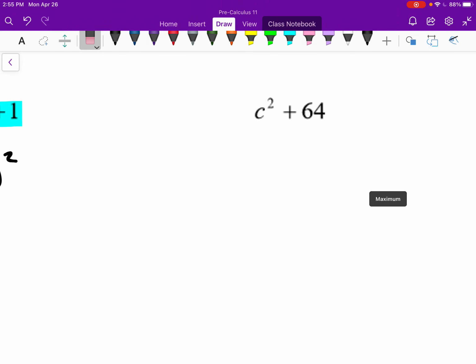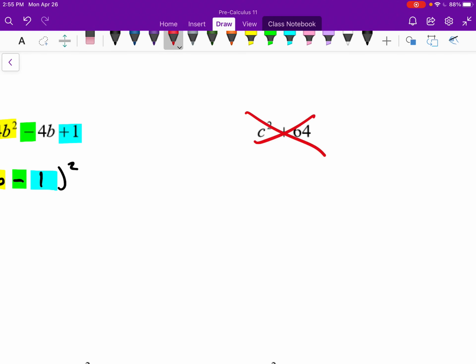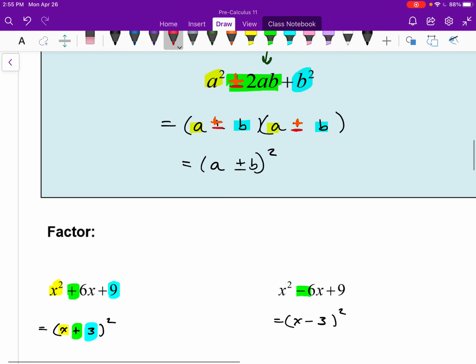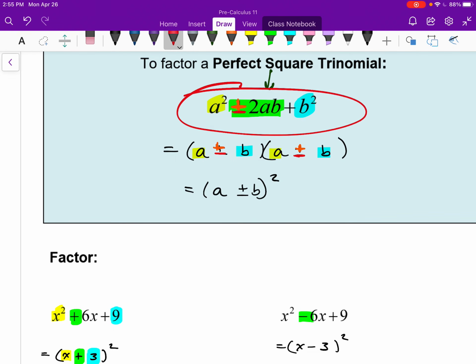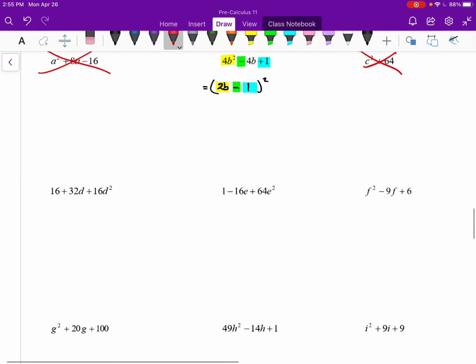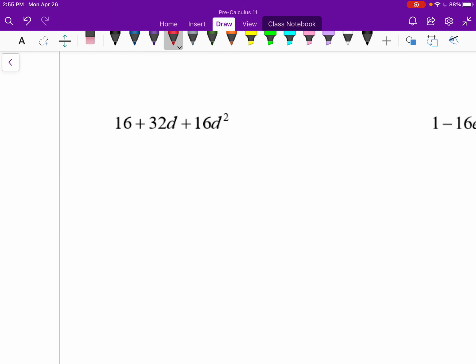All right, looking at the rest. This one I know right away cannot be a perfect square. How do I know? It's only 2 terms. Perfect squares will always have 3 terms. Always a perfect square trinomial. If you really have the same 2-term factor times itself, there'll always be that middle term. And again, the middle term is always this times 2. So nothing more to think about there. Let's look at this one.